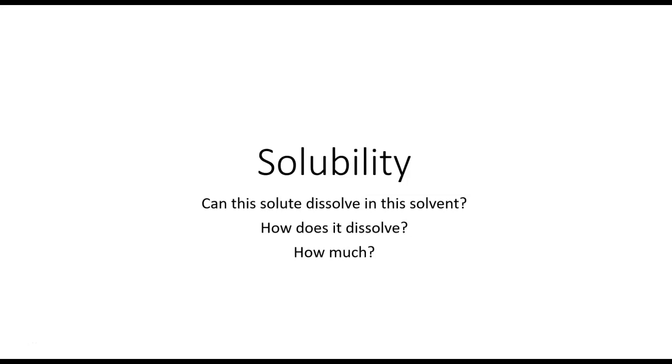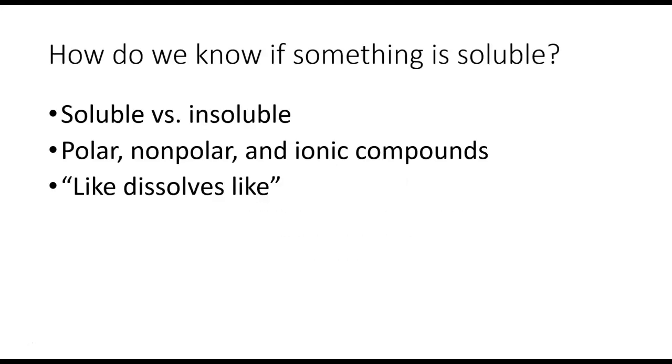Let's take a look a little bit at solubility. We're going to specifically look at how a solute dissolves into a solvent, whether it can, and how much is going to be able to dissolve. So first we need to think about how we know if something is soluble. Something soluble means that it's able to dissolve into a particular solvent. So a solute can dissolve into a particular solvent. There's various levels of solubility, so something could dissolve a little bit or it could dissolve a lot.